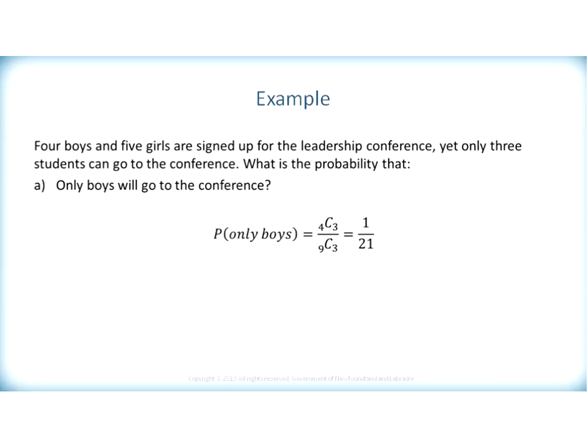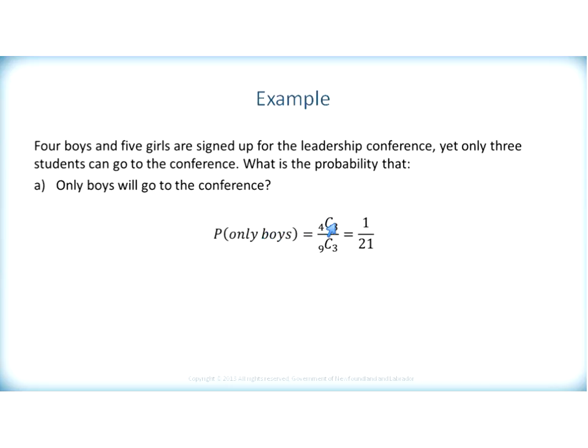Let's look at an example. We have 4 boys and 5 girls signed up for a leadership conference, yet only 3 students can go to the conference. What is the probability that only boys will go to the conference? This question sounds like a question that would be asked in Chapter 2 about determining the number of different ways we can choose the students to go to the conference. What makes it different is that we ask what is the probability that only boys will go. So we find the probability of only boys.